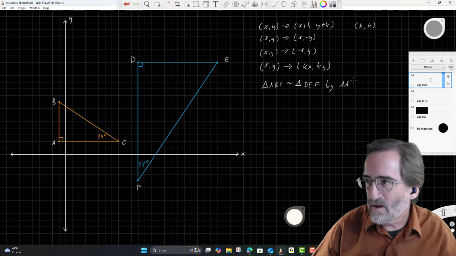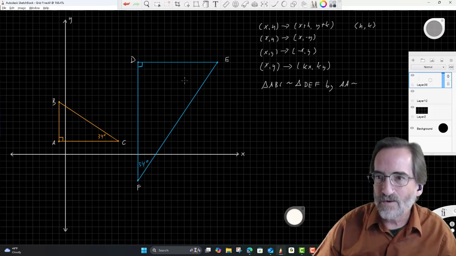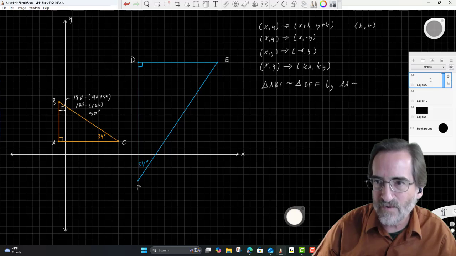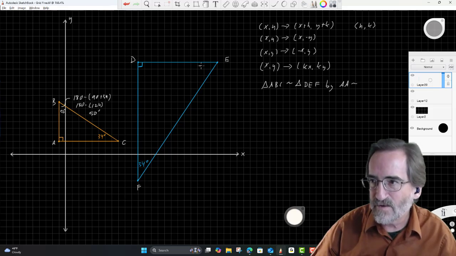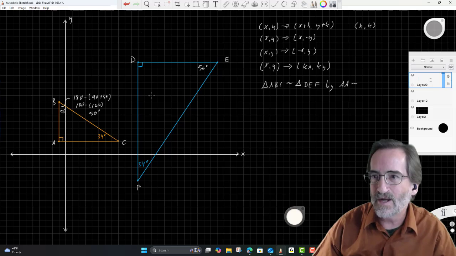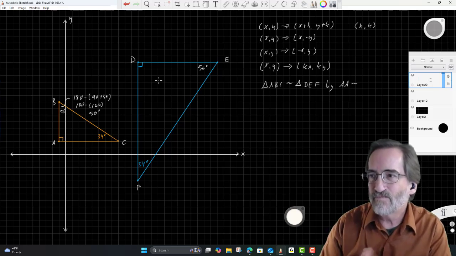By the way, we also know that angle E is congruent to angle B because angle B can be found by subtraction. It's 180 minus 90 and 34. 90 and 34 is 124. 180 minus 124 is 56 degrees. So we know this is 56 degrees, and this is also 56 degrees by the triangle angle sum theorem. That is, all three angles need to add to 180. Okay, so that's brought up in this unit too.